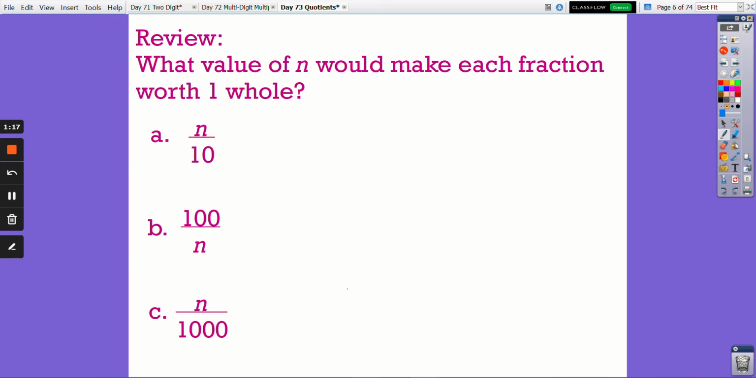Another thing, let's think about some fractions. We've done this before, so we want to know what would make this worth 1 whole. We need to remember that when our numerator, our number on top, and our denominator, our number on bottom, are the same, we get 1 whole. So what over 10 equals 1? Hopefully you said 10. What 100 over what equals 1? Hopefully you said 100. What over 1,000 equals 1? Hopefully you said 1,000.